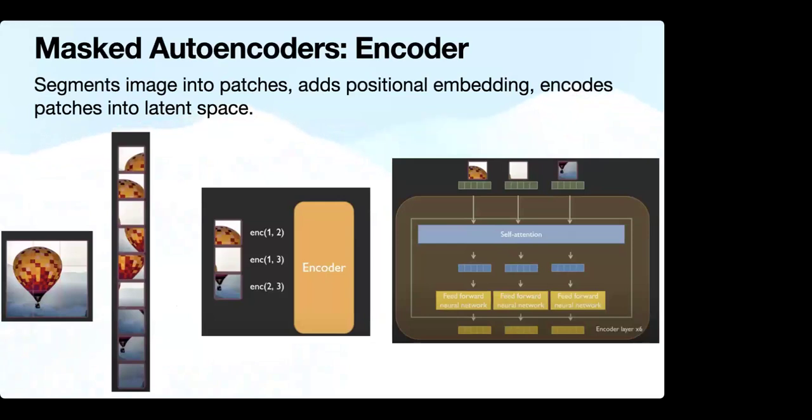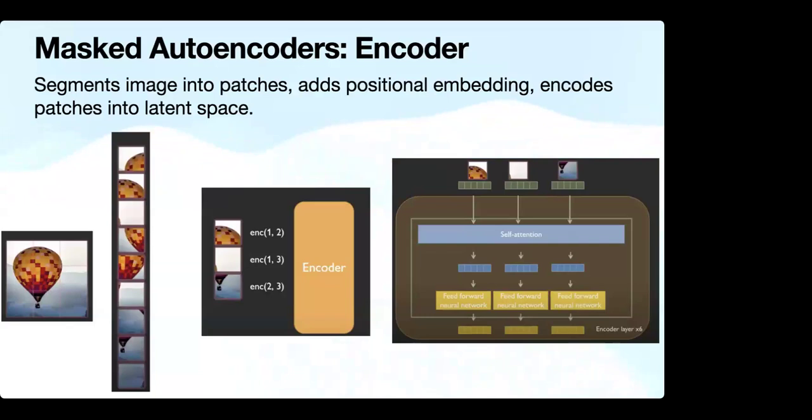So something that's used in images is something called a masked autoencoder. How this essentially works is we have an image that's taken as input. You can see on the far left is an image of this hot air balloon, and this image consists of a number of pixels. We don't necessarily know the dimensions of this image as input, but the job of the masked autoencoder is first to segment this image into sections. These sections are called patches.